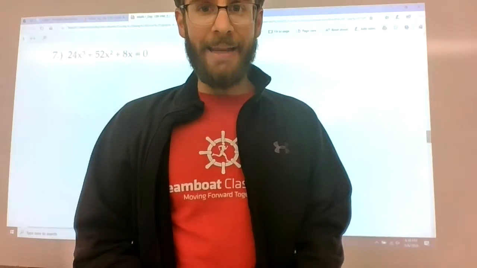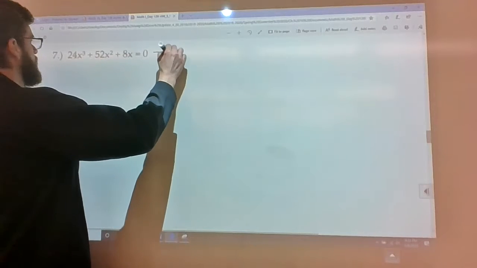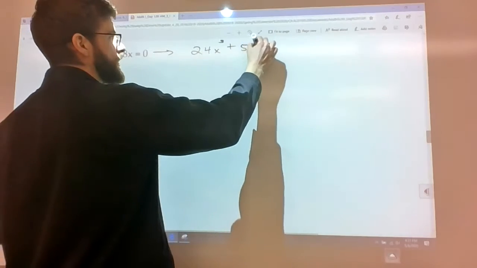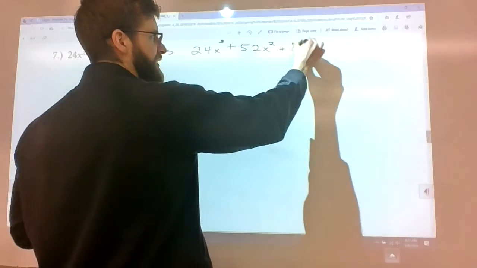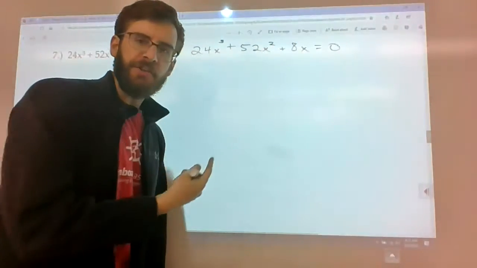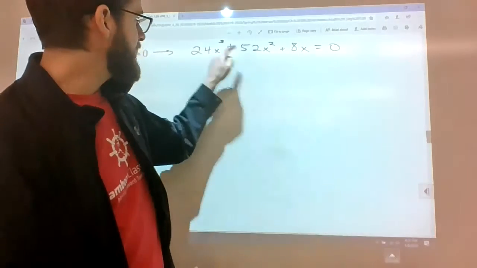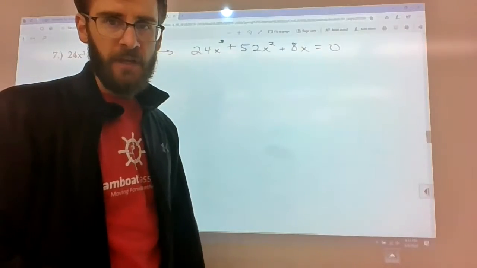All right, back at it. Here's our next example. We've got 24x cubed plus 52x squared plus 8x equals 0. We're trying to solve this equation using factoring. They already got the 0 by itself for us. It appears we're already in standard form.